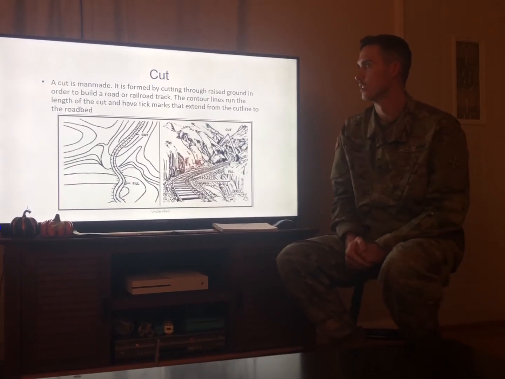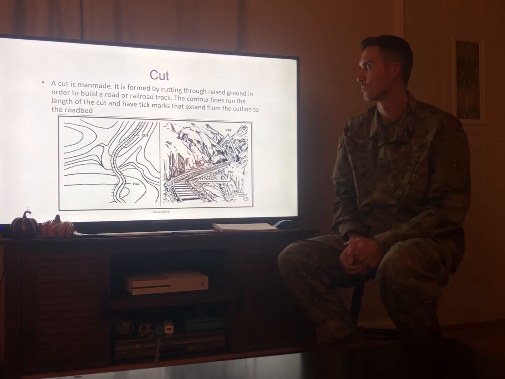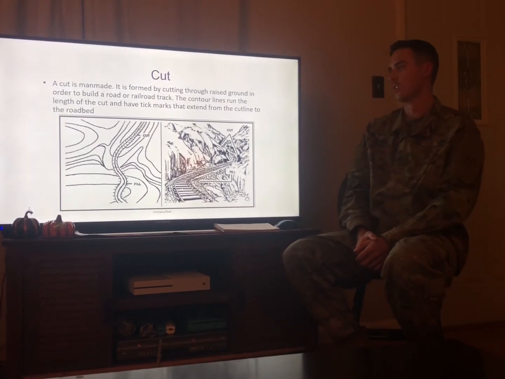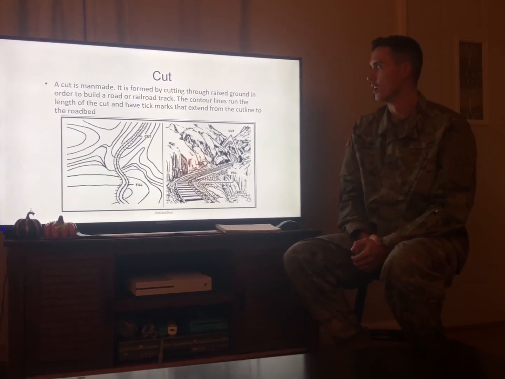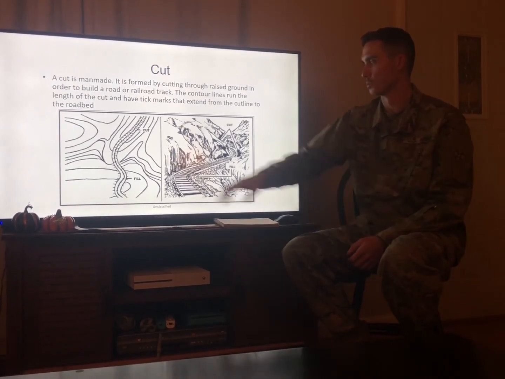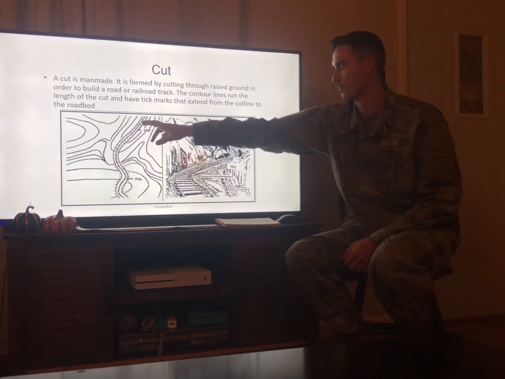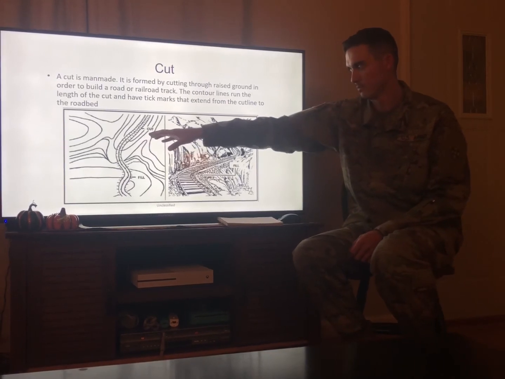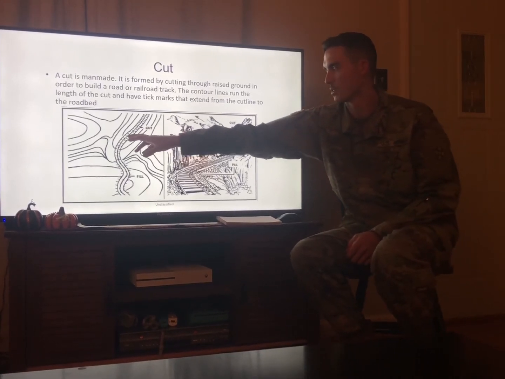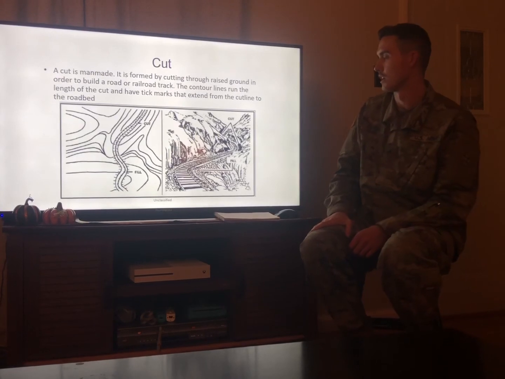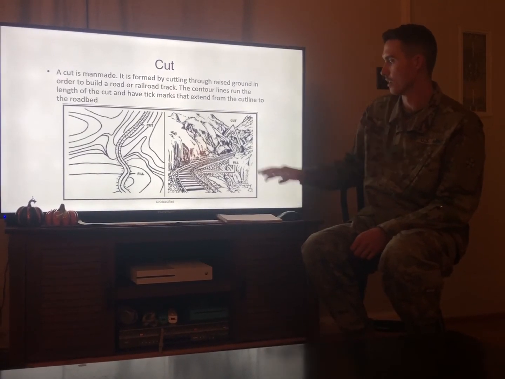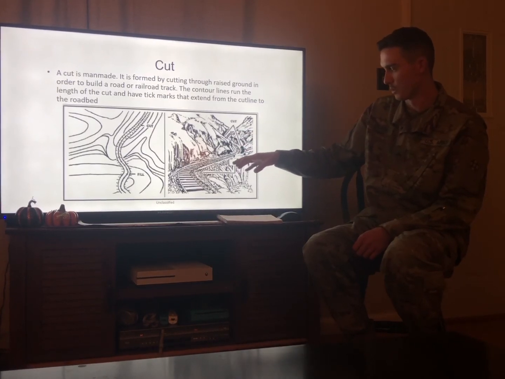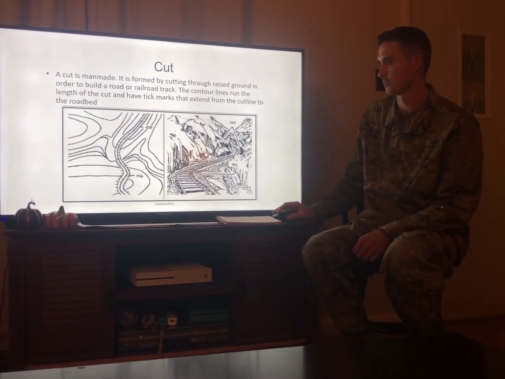The cut is man-made. It's made by cutting through an area of high ground. It's usually deeper than 10 feet. The contour lines run the entire length of the cut on the map, and if the map is detailed enough, it'll have tick marks that extend from the cut line to the roadbed. And you can see the cut through the mountain. This is done to make roads or railways through mountains.